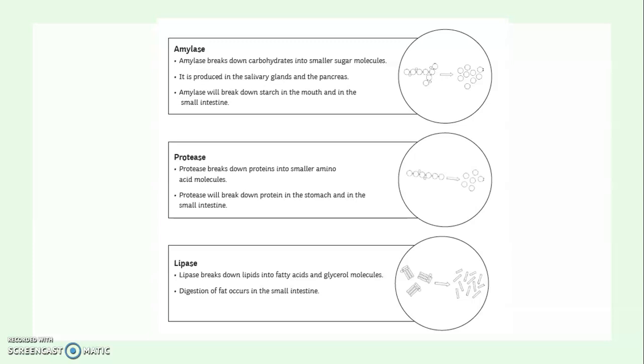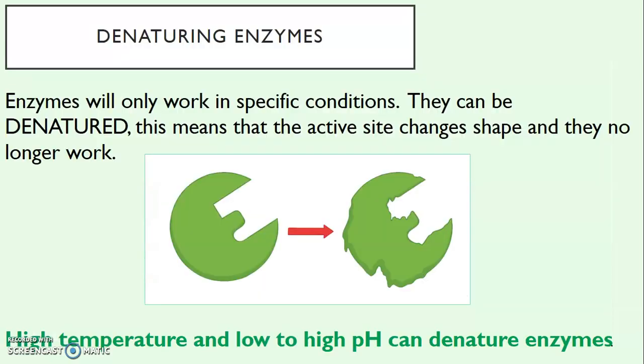Okay, so the next thing we're going to look at is this idea of denaturing. Enzymes will only work in specific conditions, and they can be denatured. And what denatured means is that the active site changes shape so they no longer work. So here's an example of a denatured enzyme. So if you think back to that model we had where this substrate fits really nicely into this active site, as an enzyme is denatured, it changes and it can no longer fit in.